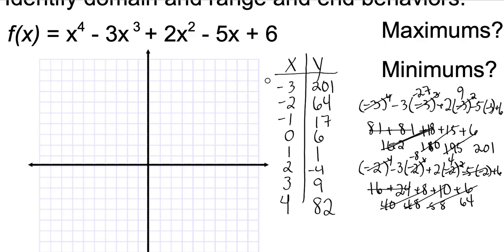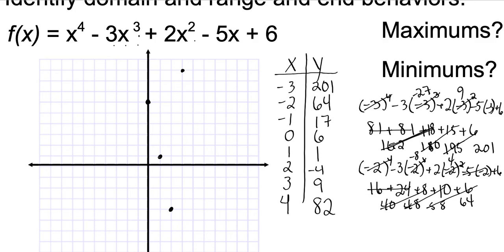So really we can't graph these, those are kind of too big. We do know that those are just kind of up here somewhere. So -117, I can kind of put a dot up there as well. So I have 0, 6, which is right here, 1, 1, right there, 2, -4, right there, 3, 9, right here, and then 4, 82 is kind of up there somewhere.